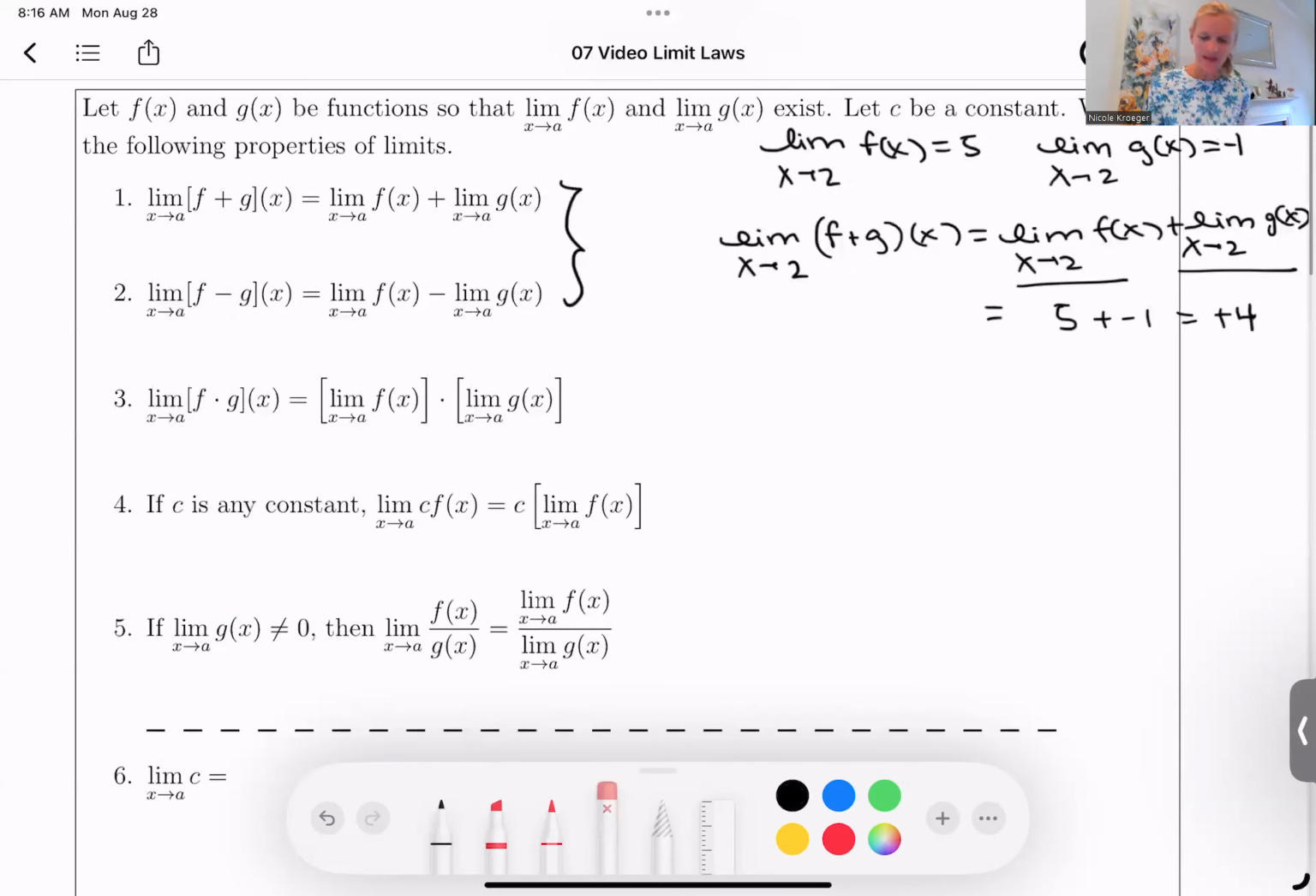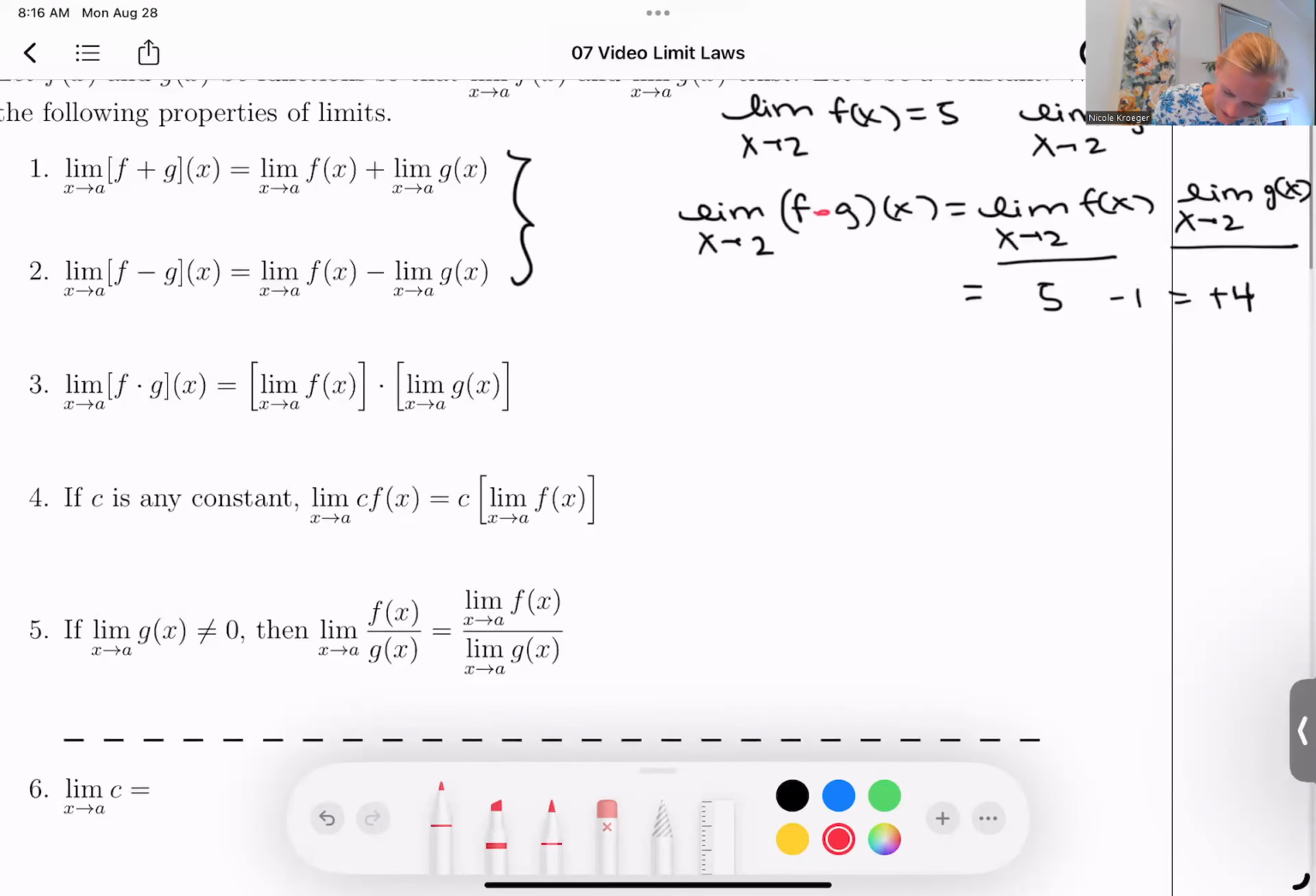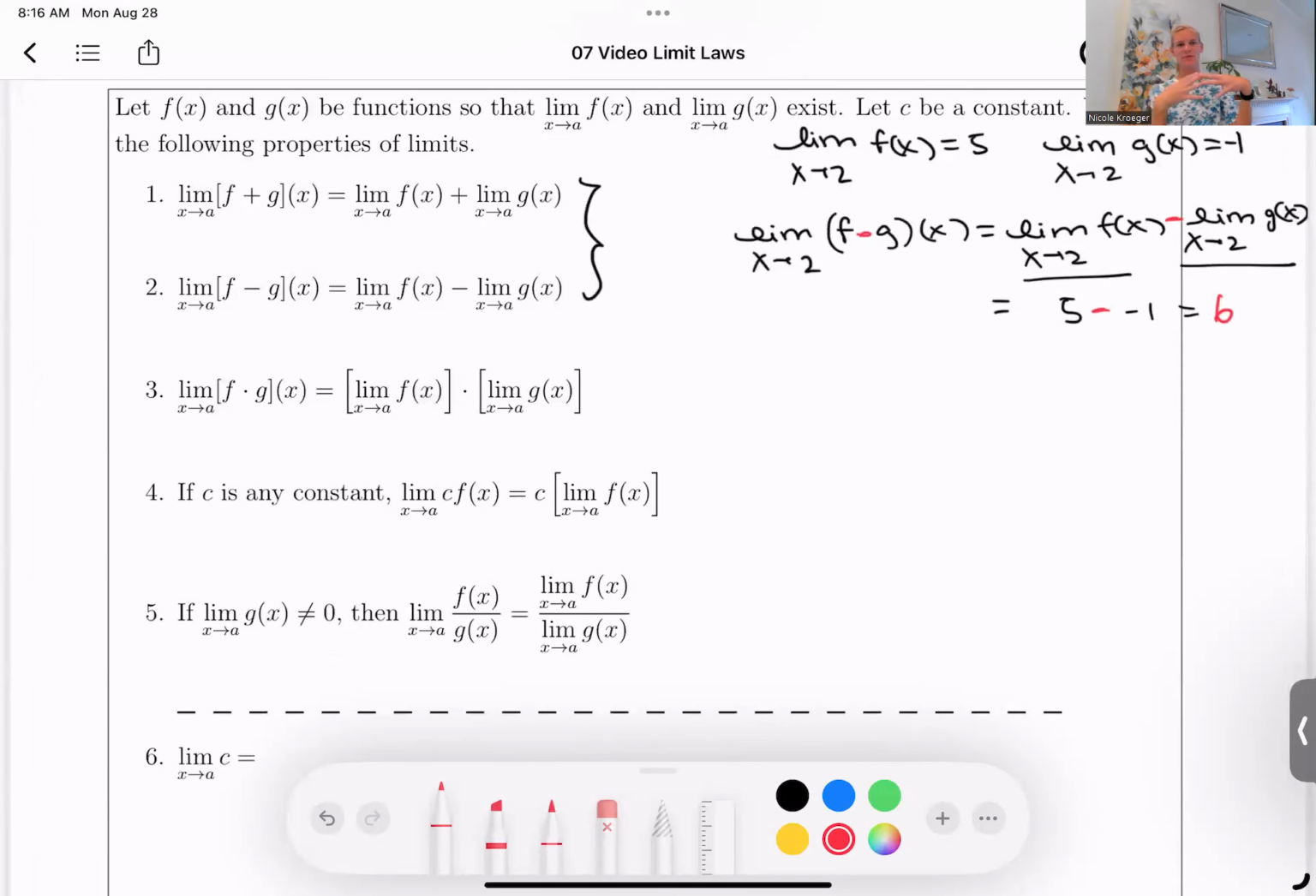Okay, same thing happens if I replace the addition with subtraction. That's what that second property says. So I can just change all these addition signs to subtraction signs. I'm being lazy here. So 5 minus -1 will give me 6. So if I add or subtract between two functions, then I can break that apart into two limits where I add or subtract.